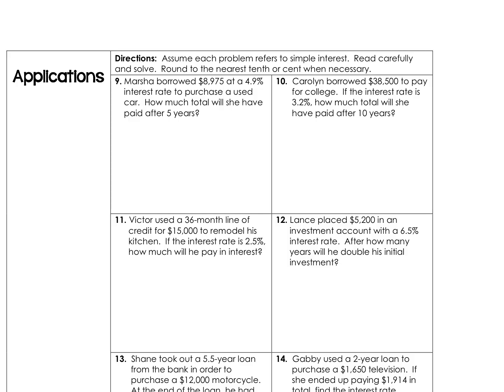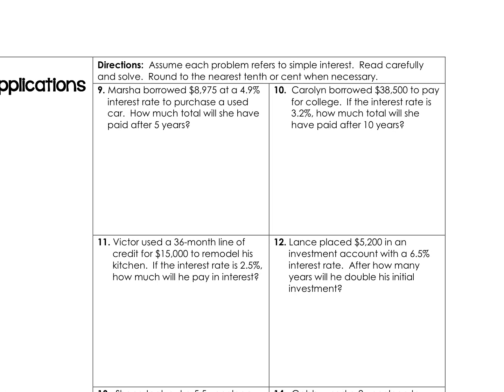So let's look at some application type problems now with simple interest. And we're going to figure out and look at what the question is asking. So Marcia borrowed $8,975 at a 4.9% interest rate to purchase a used car. We want to know how much total she'll have paid after 5 years. So first thing we're going to do is calculate her interest.